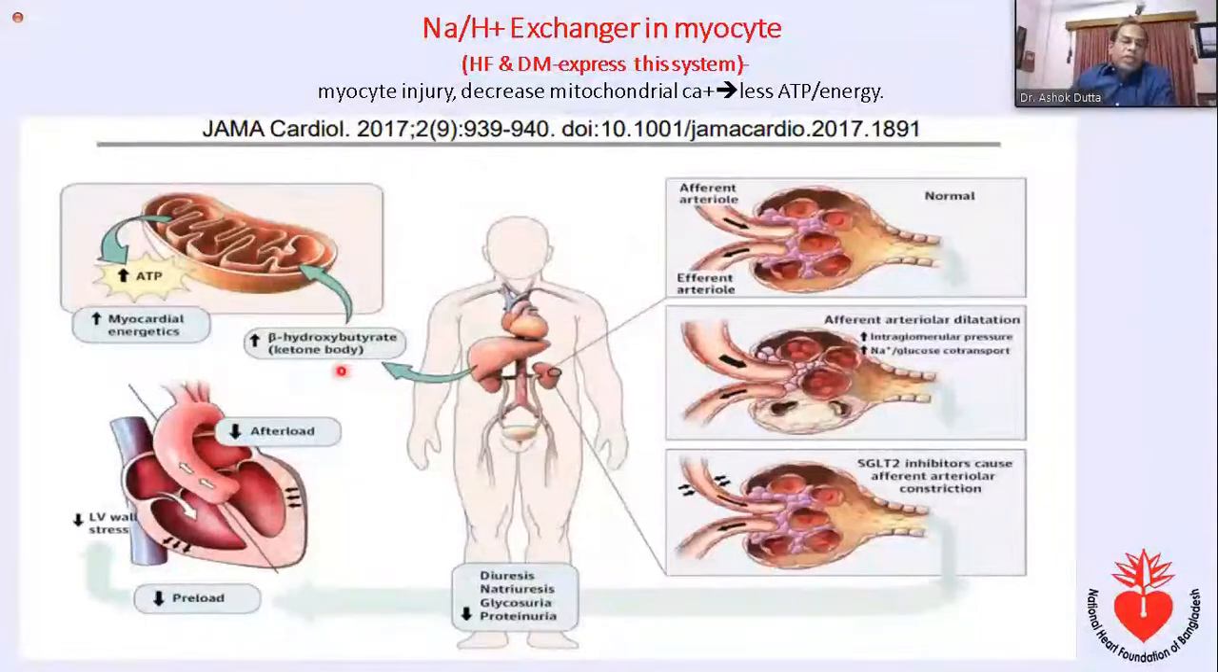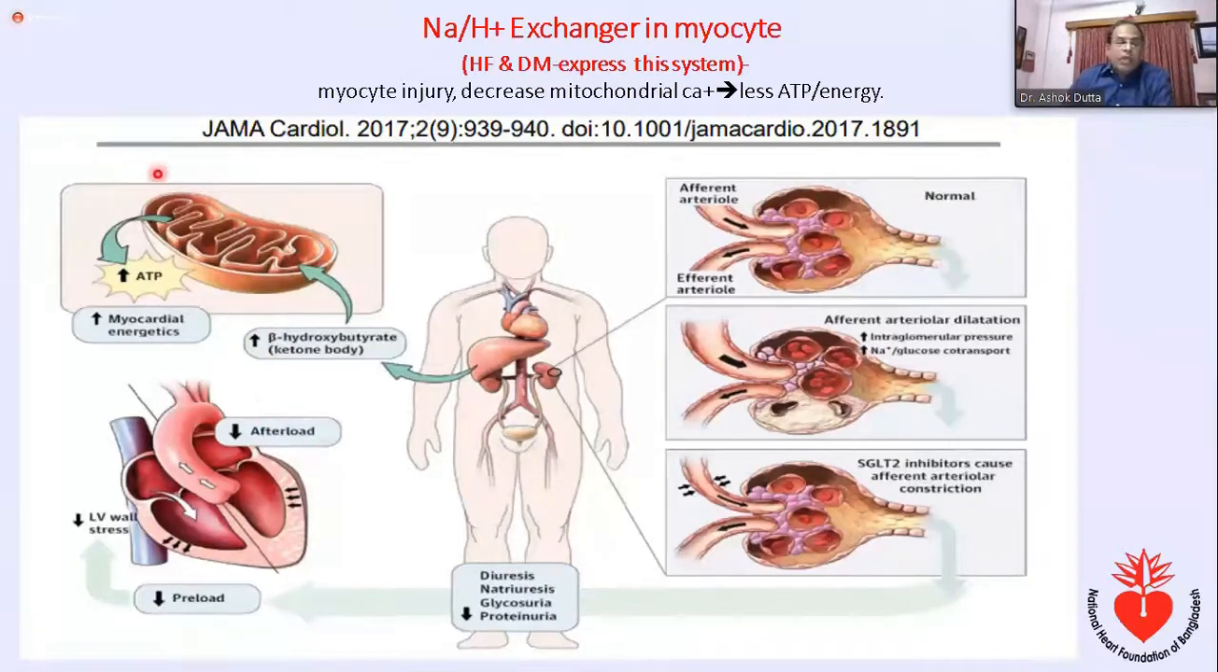It has other effects in the liver also. In the liver, it produces ketone bodies, so sometimes it may produce normoglycemic ketoacidosis. And these ketone bodies are easily utilized by the mitochondria of the myocytes, so that with less oxygen consumption, more ATP is formed. That is helpful.